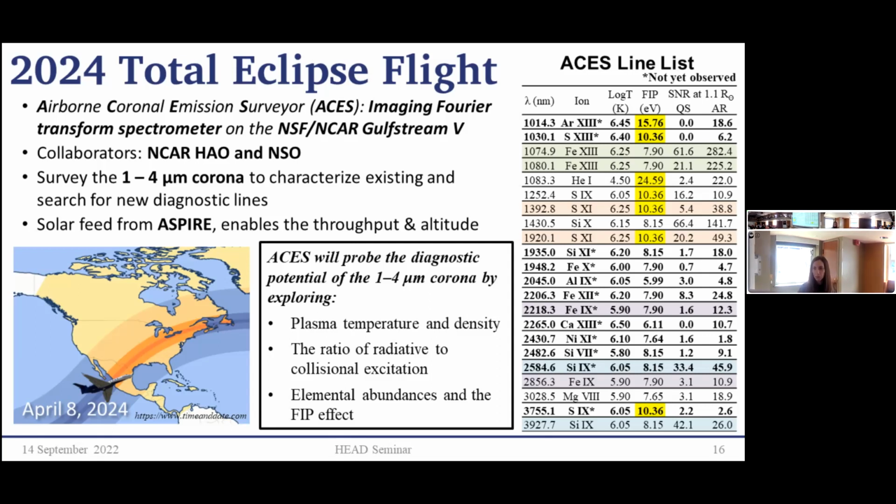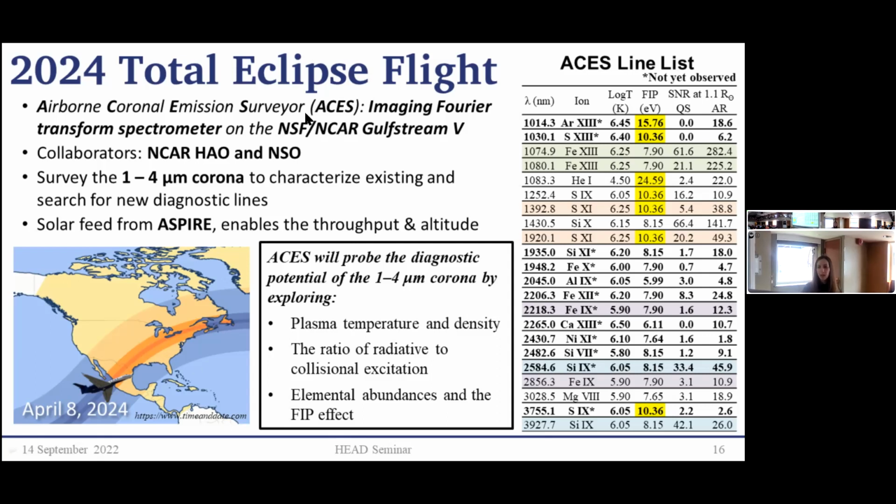And so we're collaborating with NCAR and the National Solar Observatory on this, and we are taking a solar feed from our image stabilization platform. We're going to observe probably over either Texas or Mexico, where the eclipse is the longest and where we have a good angle to the sun. That's always important because otherwise you might have to place your instrument in the middle of the aisle or somewhere to catch the solar beam, somewhere where the pilots don't like you to be.